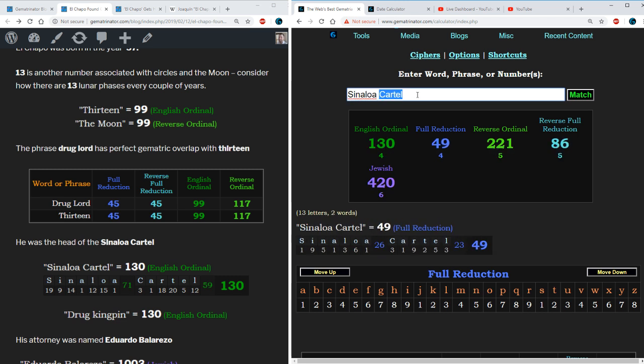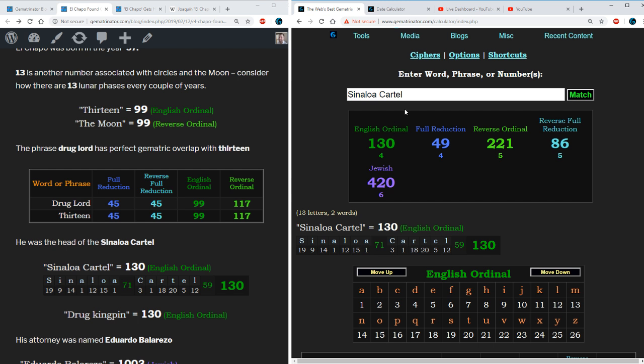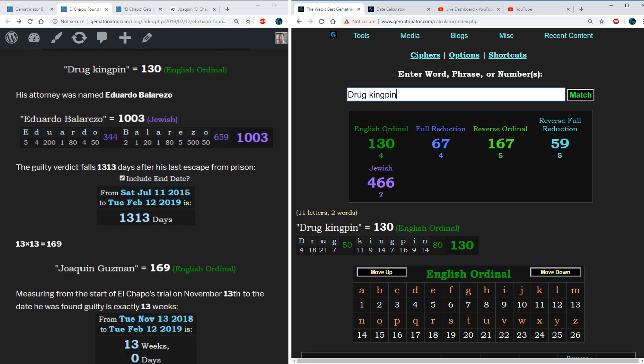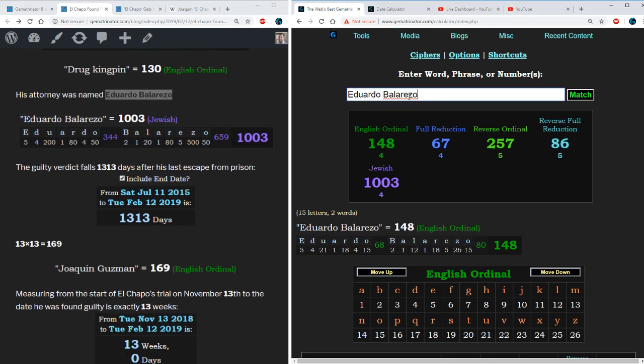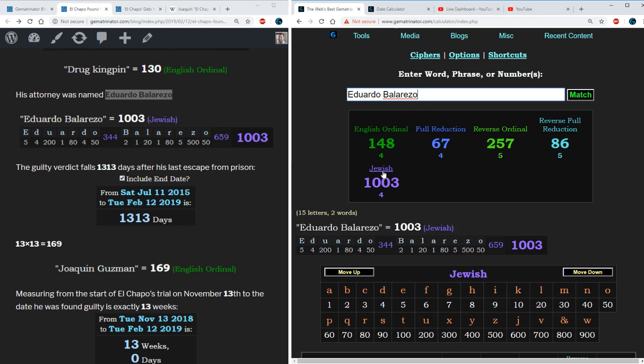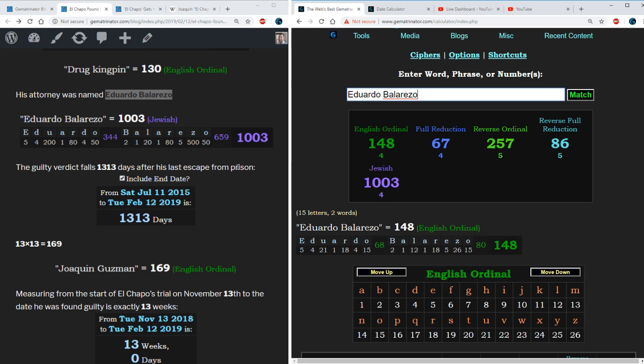I find it interesting, too, that he was the head of the Sinaloa cartel. Notice how this has an ordinal gematria of 130, just like drug kingpin, 130. This number was coded into his trial as well. Check out the name of his attorney, Eduardo Balarezo, which sums to 1003 in Jewish gematria.